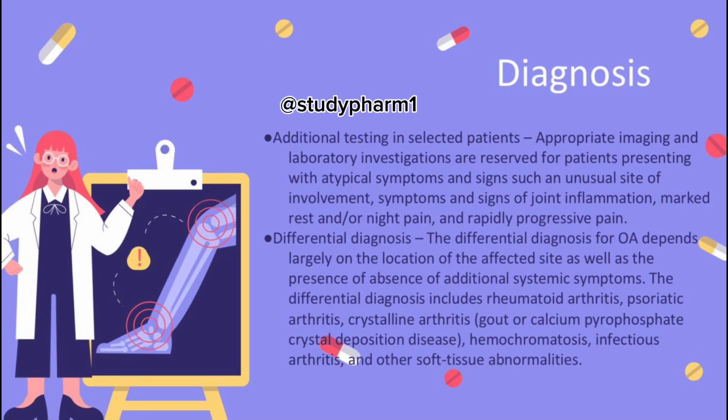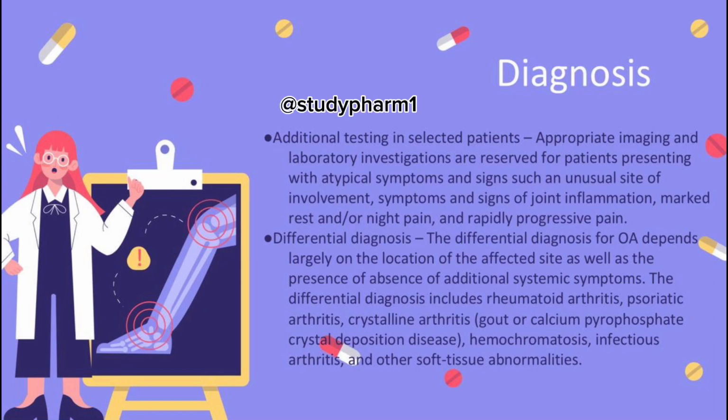Additional testing in selected patients. Appropriate imaging and laboratory investigations are reserved for patients presenting with atypical symptoms and signs such as an unusual site of involvement, symptoms and signs of joint inflammation, marked rest and/or night pain, and rapidly progressive pain.